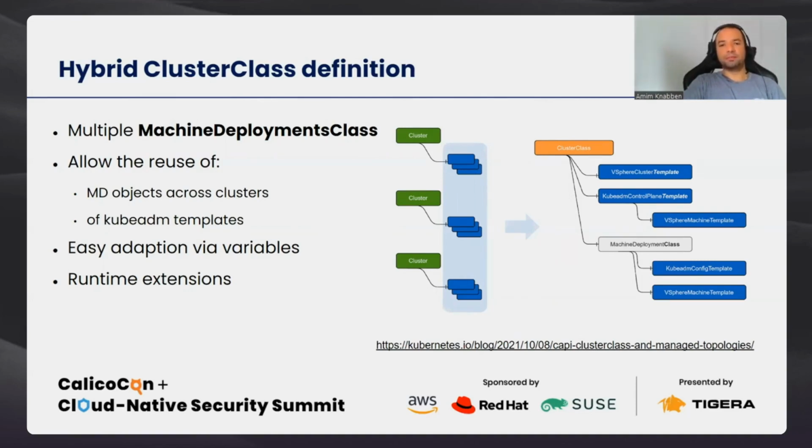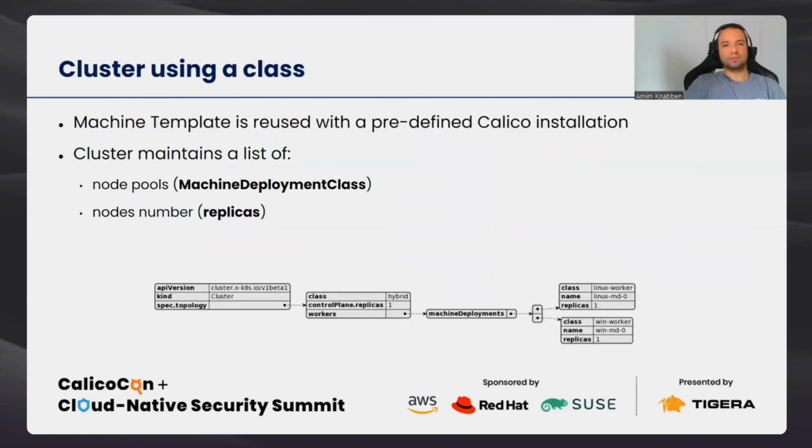This blog post explains better how the migration to ClusterClass and this new object specification works. In this example, we have a diagram of a cluster that points to the ClusterClass called hybrid. The object is of the kind Cluster. You can define in the workers field a few machine deployments. It can be a machine deployment class of Linux workers or a machine deployment class of Windows workers. You can call this a node pool. This node pool can have different node numbers in the replicas field. So, machine templates are reused with a predefined Calico installation. With this new Cluster object in the management cluster, a new cluster will start and be created by your infrastructure provider.